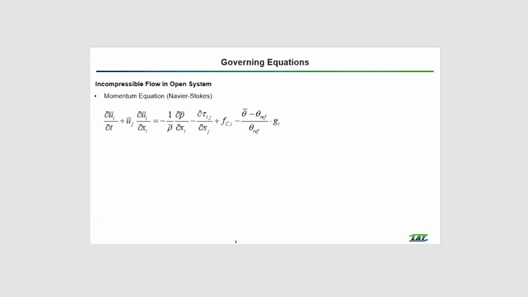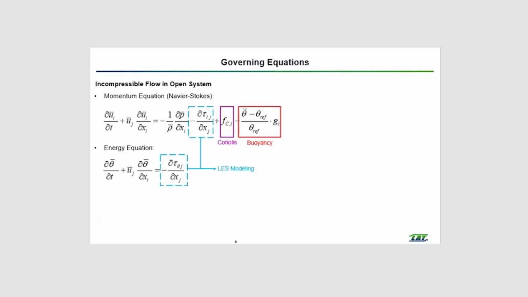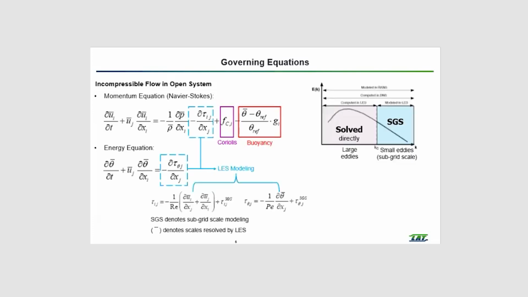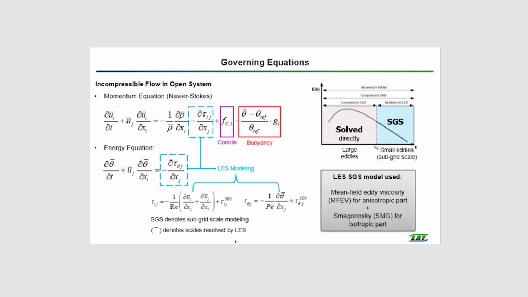Now on to the maths of the problem, the governing equations. We first have the Navier-Stokes momentum equation and the energy equation. The momentum equation has a Coriolis term and a buoyancy term. And the LES method mainly focuses on the stress terms, which have a part based on the resolved scales, which are denoted by an overbar, and the subgrid scale part, which is denoted by the symbol SGS.